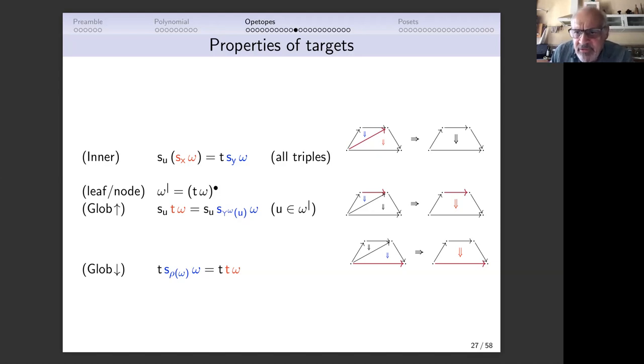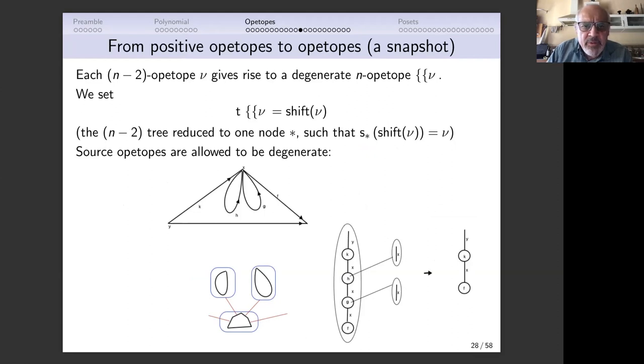Here, what we have is that a node of the target here is a leaf of the pasting scheme here, and this is essentially what this equation says. So a node is always the source of some node of the pasting scheme. And this is a globularity assumption. And the other globularity assumption is that the target of the target is the target of the root of the tree.